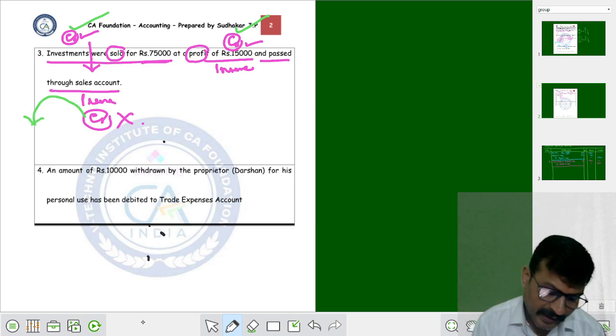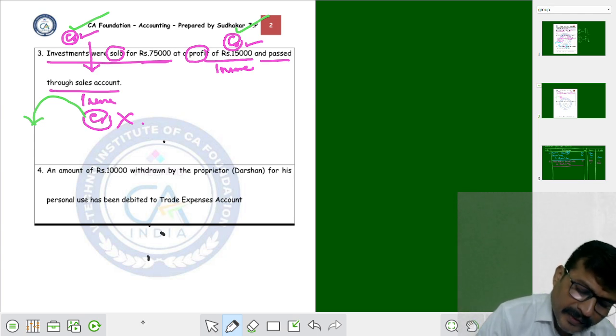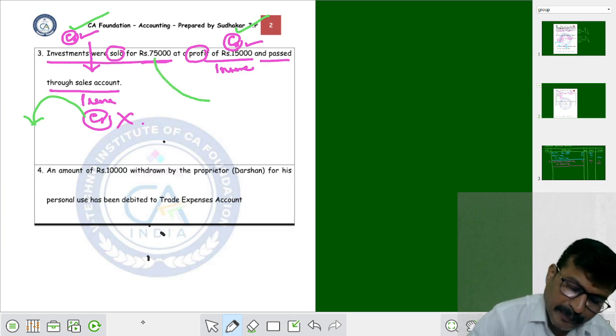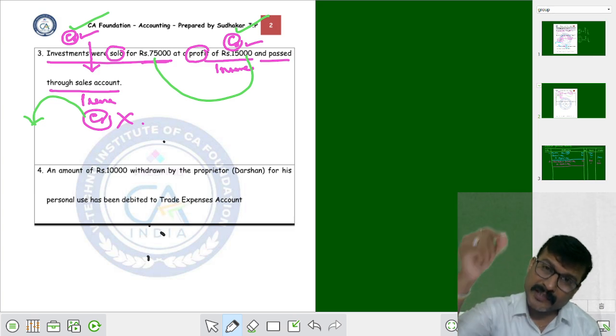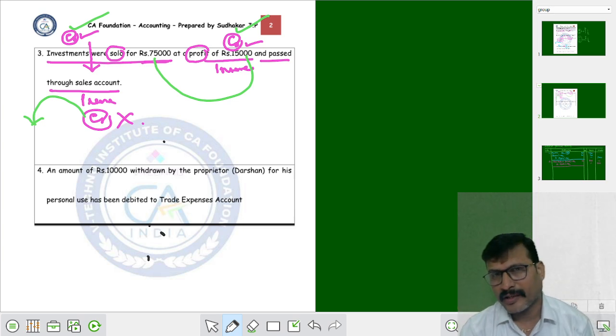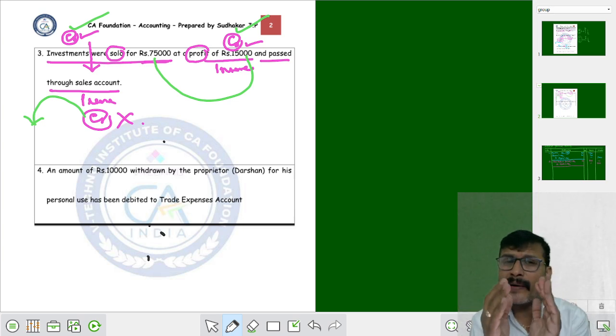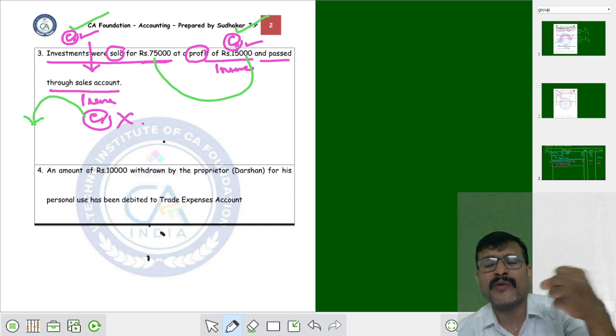Now, where does investment come? It comes in the debit side. Now tell me, when you sold investment for 75,000 at a profit of 15,000, by selling you made a profit of 15,000. Then tell me, what is the book value? What is the original value? What is the balance sheet value of the investment that you sold?